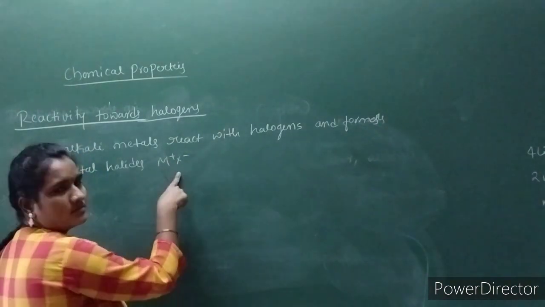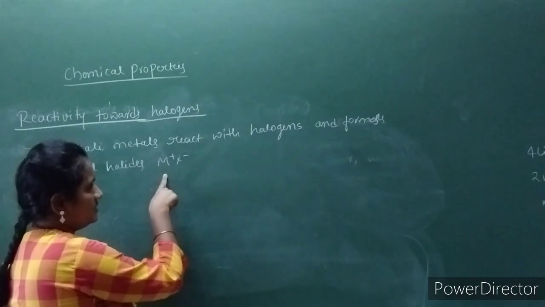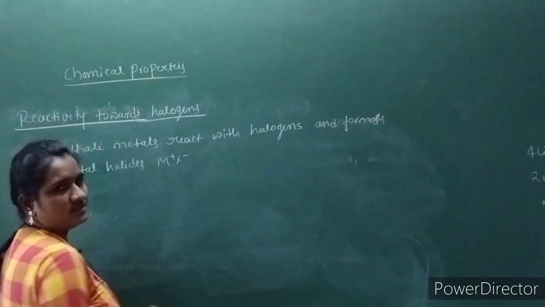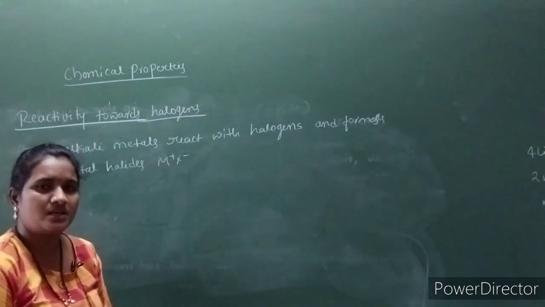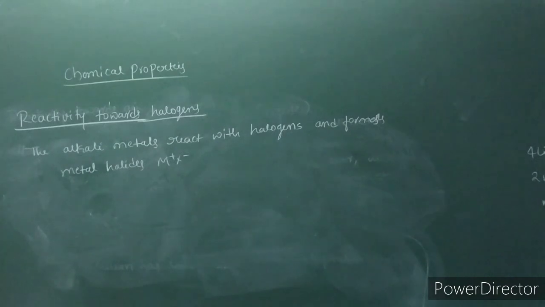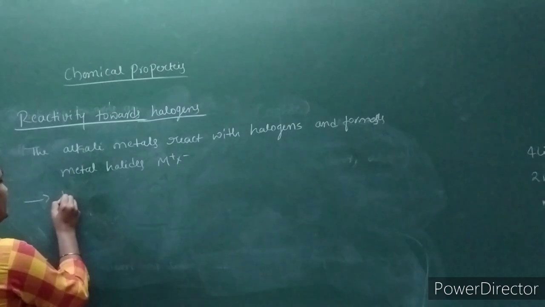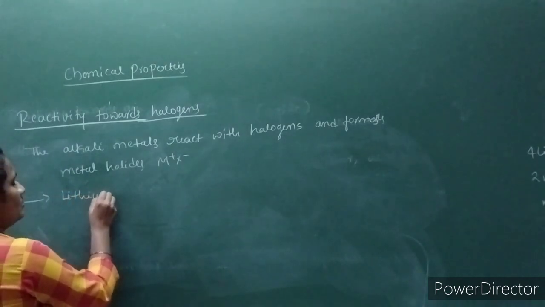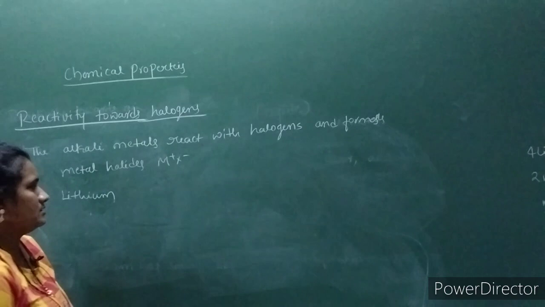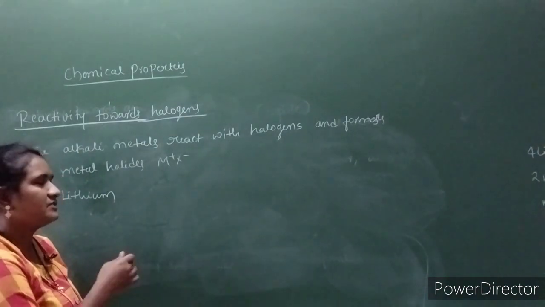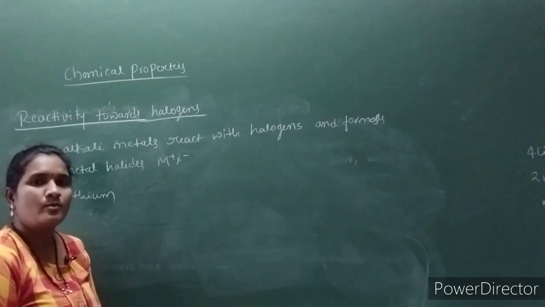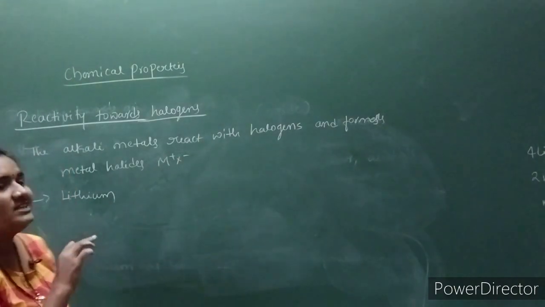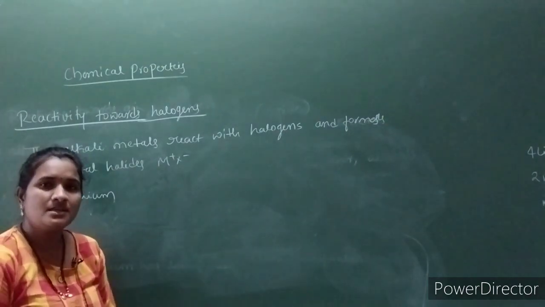So if M is sodium, it will form sodium halide; if potassium, potassium halide; if cesium, then cesium halide. The halides may be chloride, bromide or iodide. In this way, alkali metals show reactivity towards the halogens. But lithium forms covalent compounds with the halogens. When lithium reacts with the halogens, it forms lithium chloride, lithium bromide, lithium iodide, etc., but those are covalent in nature because lithium has more polarizing capability.